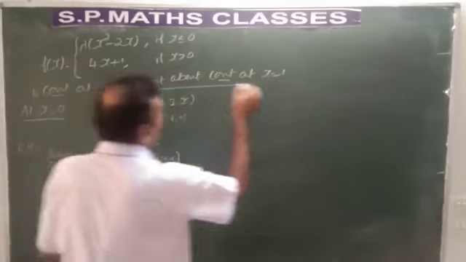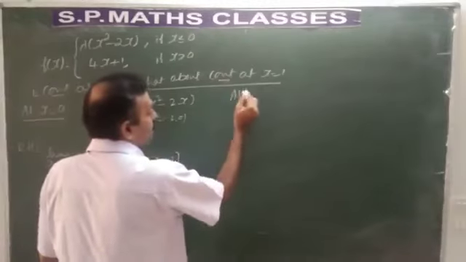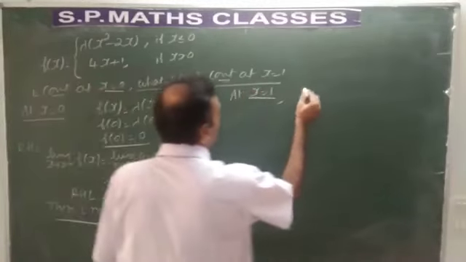So it is the second part. What about the continuity at x is equal to 1? I write at x is equal to 1.